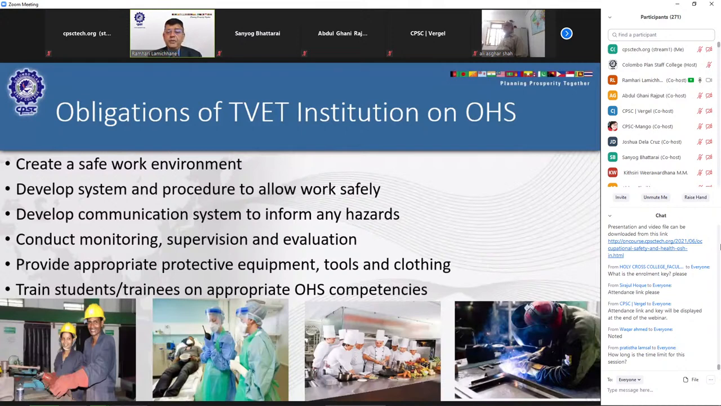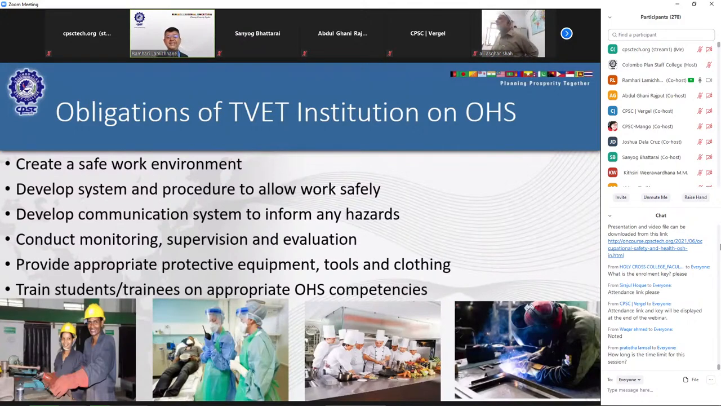Conduct monitoring, supervision, and evaluation. We have to conduct monitoring, supervision, and evaluation, and there should be monitoring, supervision, and evaluation systems related to all aspects of the TVET institution, especially in OHS as well.